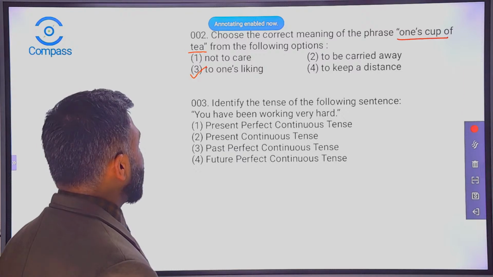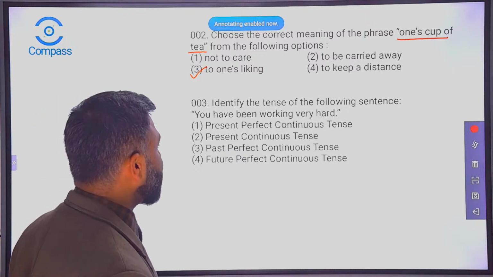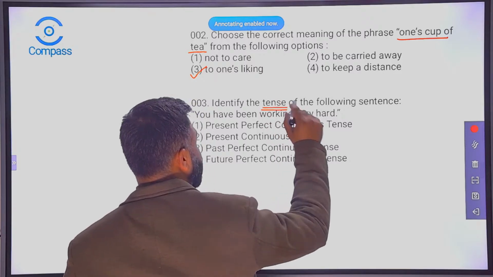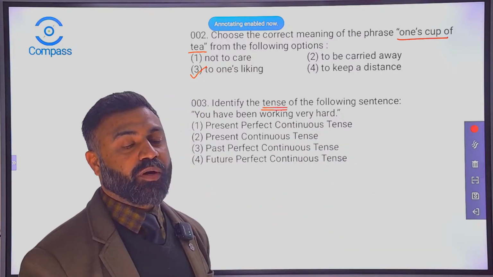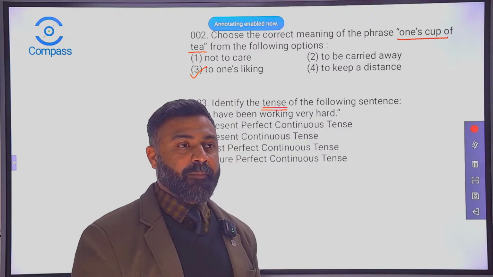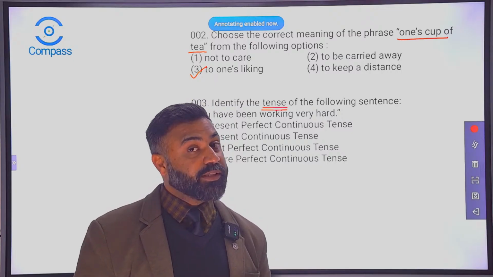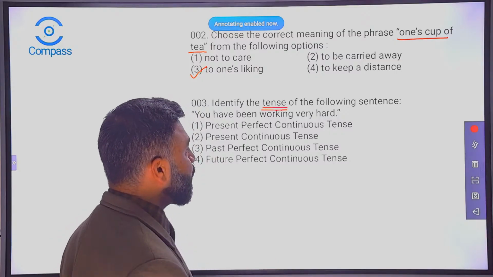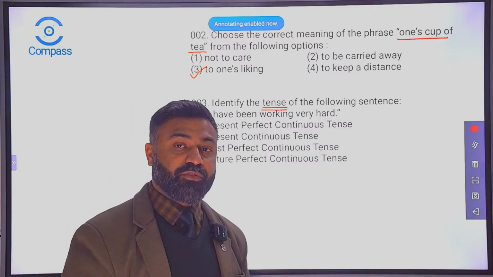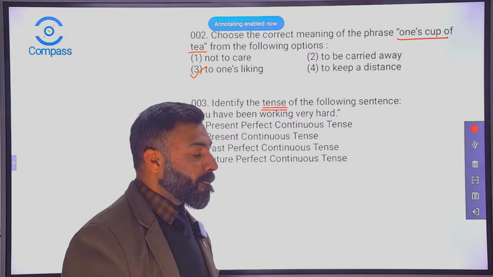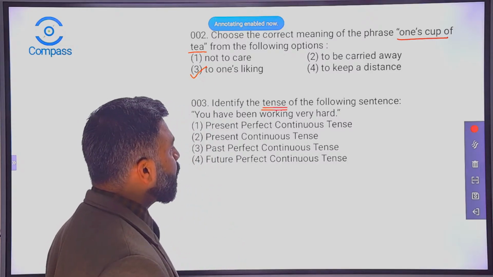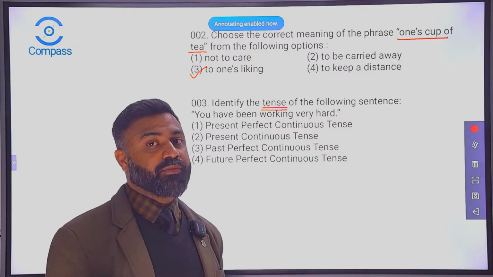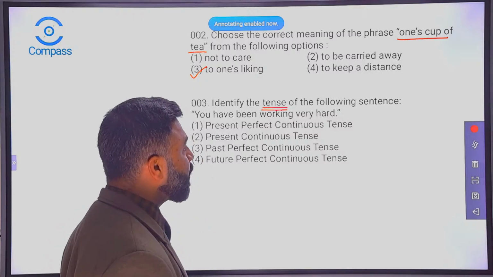Okay, now question number 3, identify the tense. Very important aspect, tense. All right, when we talk about tenses, one should be very thorough in tenses as well. When such kinds of sentences are given here, you have to identify the tense. There are 12 tenses that we need to study when it comes to tenses. So one should be thorough in this.